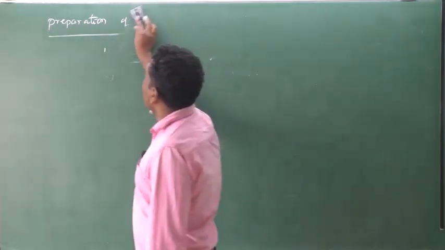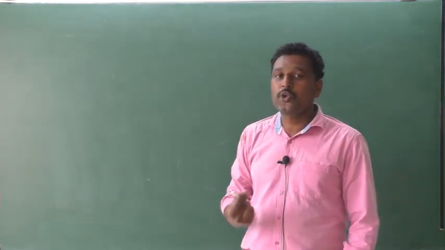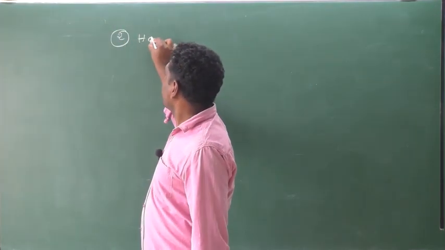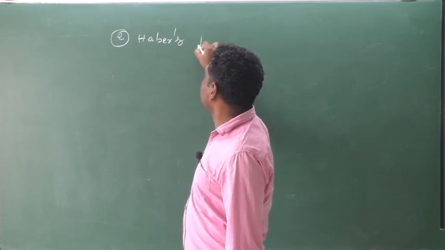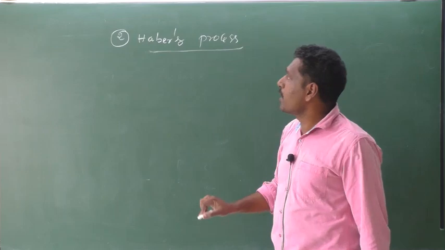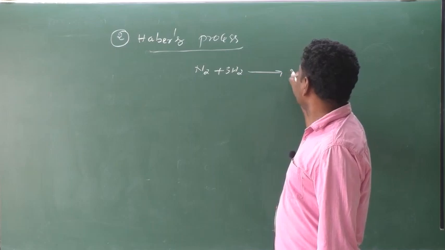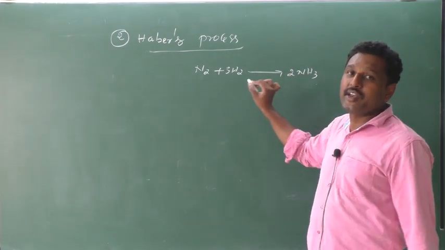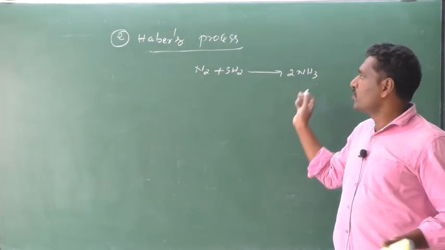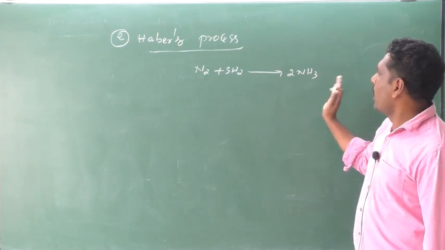After that, the second preparation method is Habers process. You know Habers process is very important. H-A-B-E-R-S. So what is Habers process? N2 + 3H2 gives NH3. Actually it is a reversible reaction, but we are only preparing ammonia. We are not discussing the reversible properties.